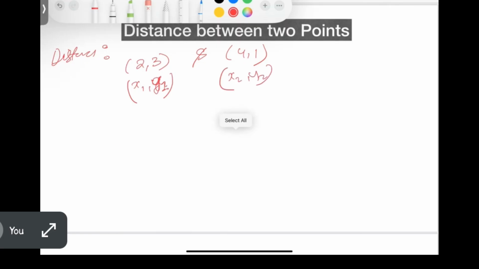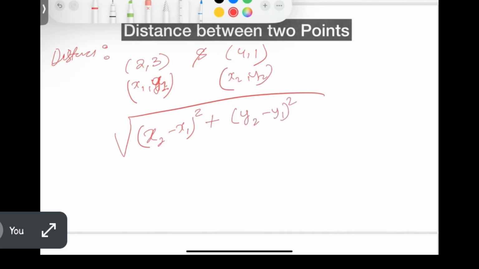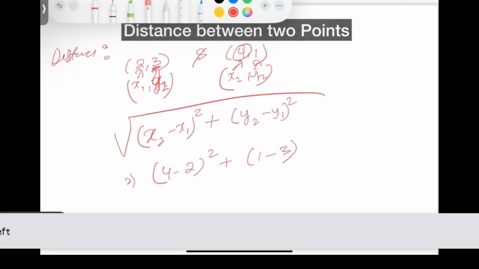So the formula was root over x2 minus x1 whole square plus y2 minus y1 whole square. So x2 is how much? X2 here is 4. 4 minus x1, which here is 2, whole square, plus what is y2 here? Y2 here is 1 minus y1. What is y1 here? Y1 here is 3. So what do we have here? Whole square.